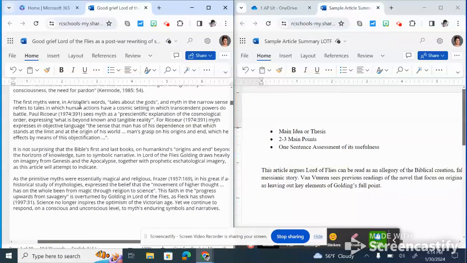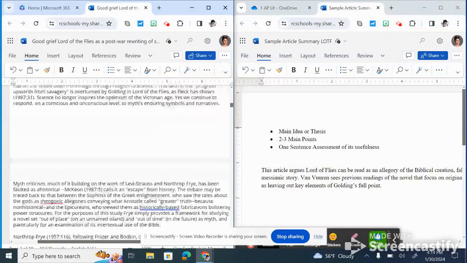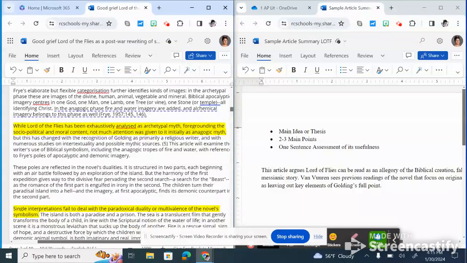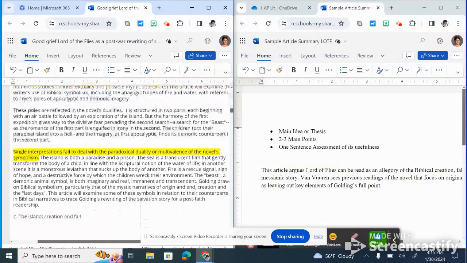Now he starts talking about the first myths in Aristotle's words, talking about just myth and myth analysis. We don't need that part. Myth criticism still. Now, this is the part I told you is called the Lit Review. Northrop Frye, Levi Strauss, Fraser and Bodkin. We can skip all that. While Lord of the Flies has been exhaustively analyzed as archetypal myth, not much was given to, okay, I think I've already covered that in my analysis.